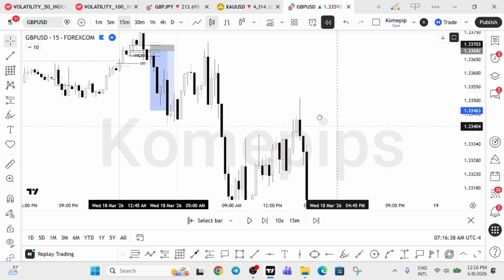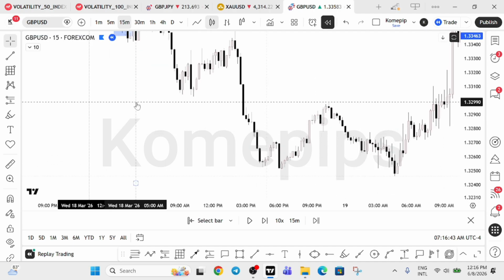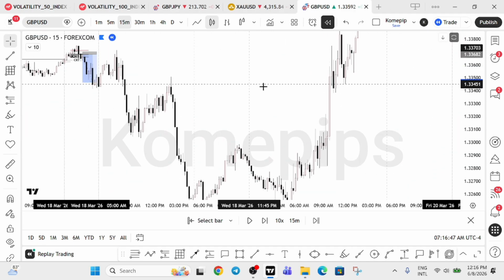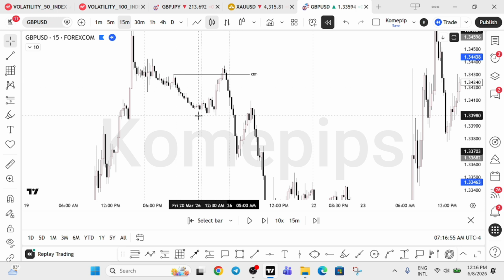We need to remember we are trading a specific time CRT model. So where can we find that? Let's see, do we have that one here? Yes, this is another day, right? This is the CRT high, right? This is the CRT and this is the CRT.